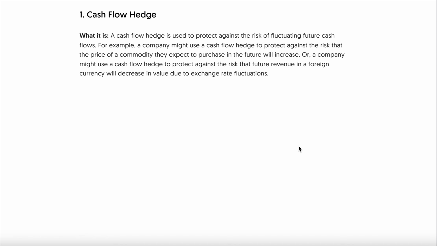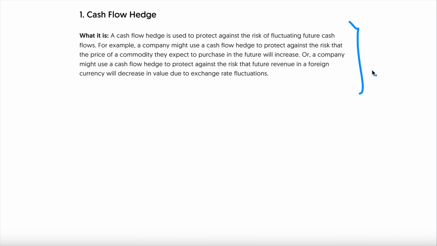Now, let's look into the cash flow hedge in detail. A cash flow hedge is used to protect against the risk of fluctuating future cash flows. For example, a company might use a cash flow hedge to protect against the risk that the price of a commodity they expect to purchase in the future will increase. Or a company might use a cash flow hedge to protect against the risk that future revenue in a foreign currency will decrease in value due to exchange rate fluctuations.